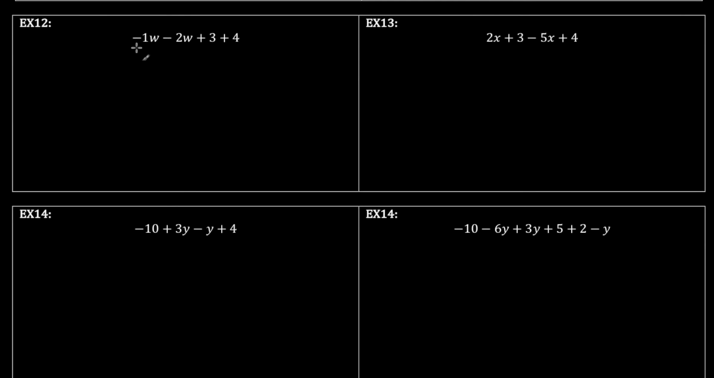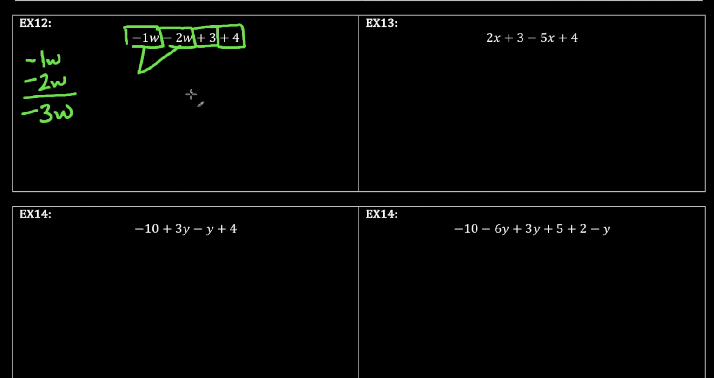So let's go ahead and box these to make this easier to see. So I have 1, 2, 3, 4 terms. These are 2 W terms, so they go together. If I take away 1 W and I take away 2 W, then I'm really taking away 3 W, minus 3 W. And if I add 3 and then add 4 later, see how they don't have a W? So I can put them together. So if I add 3 and add 4, I'm really adding 7.